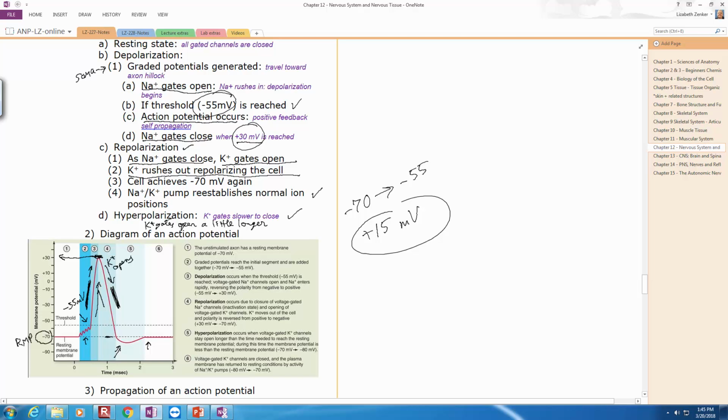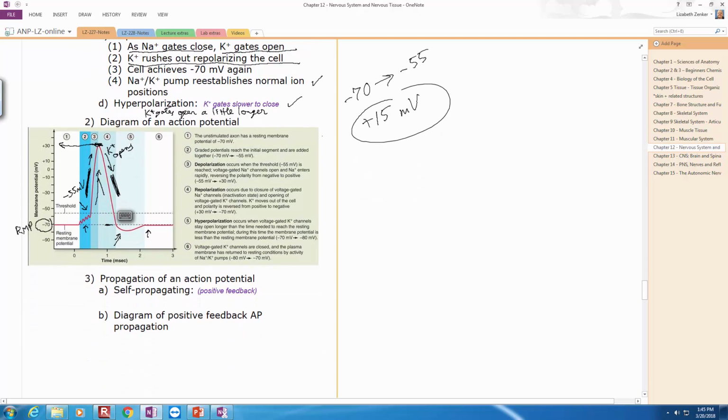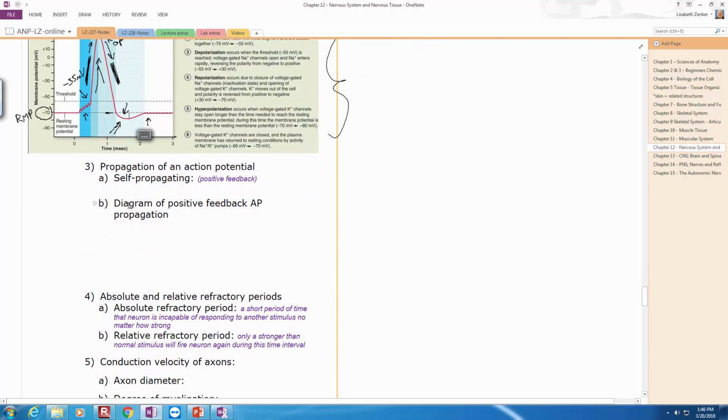All right. So propagation of an action potential. I'm going to scroll down a little bit. You guys can read through the information on the chart, but it's saying everything that we just went over. And again, it's the sodium-potassium pumps in this area at that hyperpolarization that bring you back to your resting membrane potential. That's when those guys are really working. So propagation of an action potential is self-propagating; this is positive feedback. So this causes nearby sodium axonal gates to open.